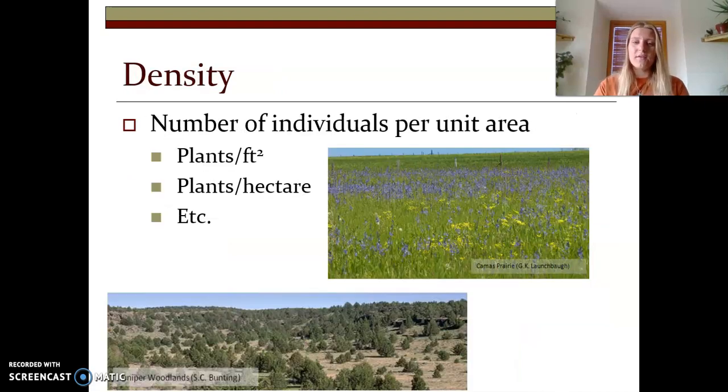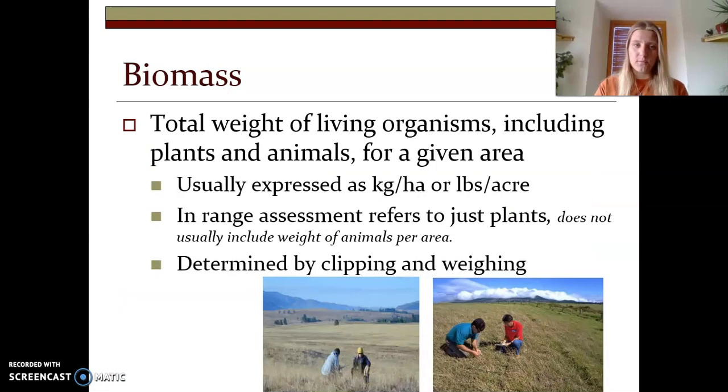Density is the number of individuals per unit area, so plants per square foot or plants per hectare. You can go however far you need to.